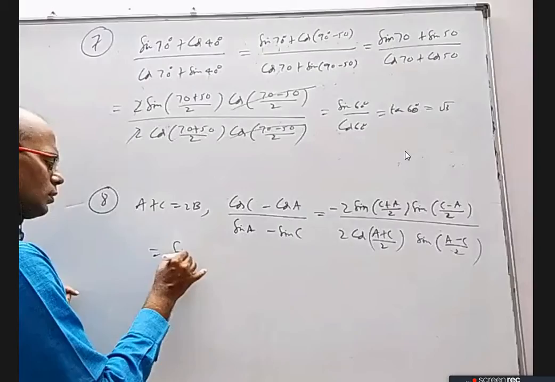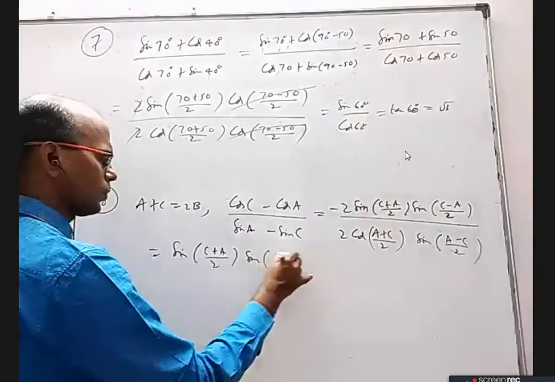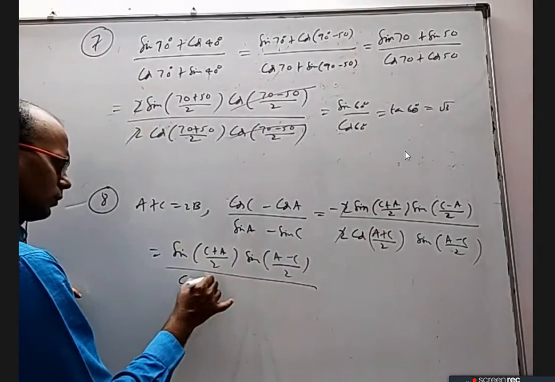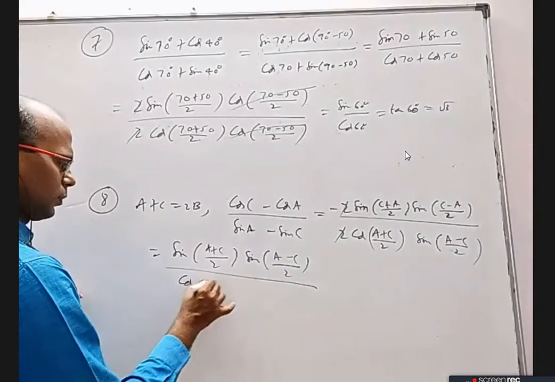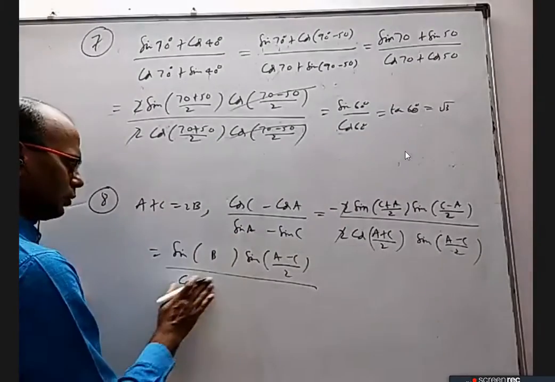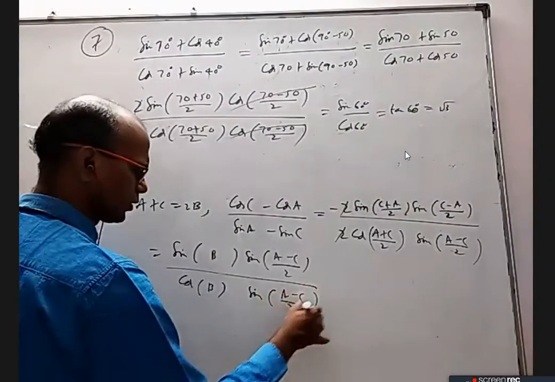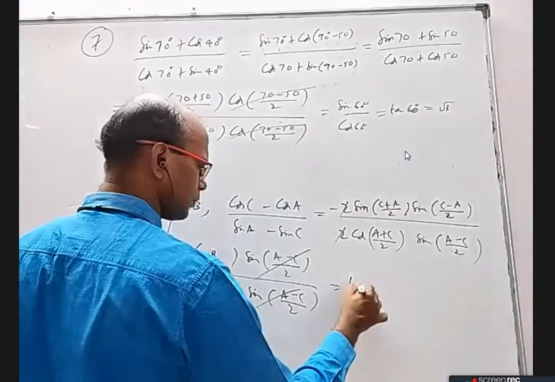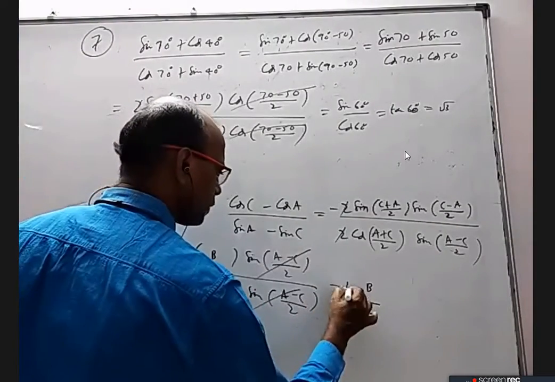So it will be sin (C plus A) by 2 into sin (A minus C) by 2, by cos (A plus C) by 2 into sin (A minus C) by 2. You can write (A plus C) by 2 as B. So it will be sin B, this will be cos B, and this will be sin (A minus C) by 2. Both are same, cancel. Sin B by cos B is tan B. So these are just simple applications of transformations.